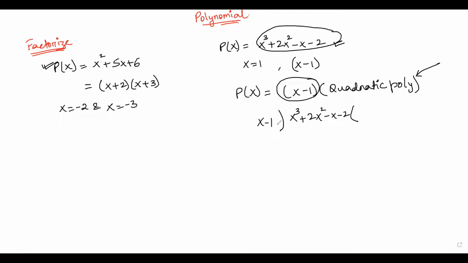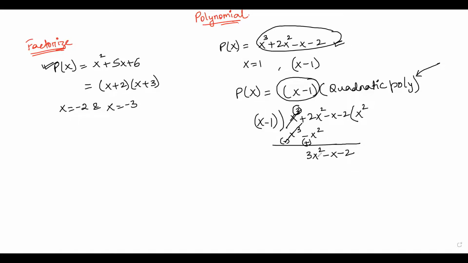x minus 1. So here we have x cube and here we have x. So we need to multiply this factor by x square. In that case, this would be x cube minus x square. If we subtract this, this would be minus and this would be plus. So we can cancel this x cube and x cube. So this would be 2x square plus x square, so 3x square, and this would be minus x and minus 2.